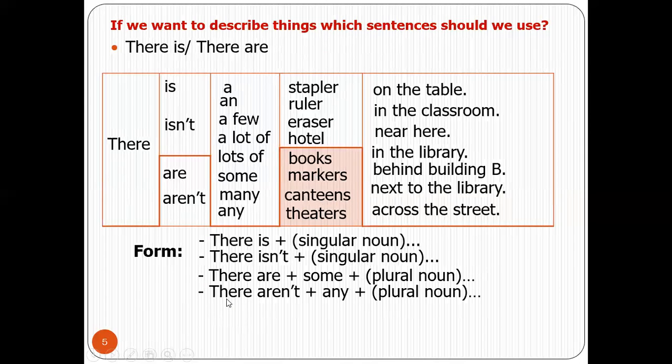And with negative form, there aren't any, plus with plural nouns. Meaning, we said there isn't, there are. What does it mean in Khmer? Can you say that in Khmer? It means "mean." For example, there is a stapler on the table. Can you say that sentence in Khmer?